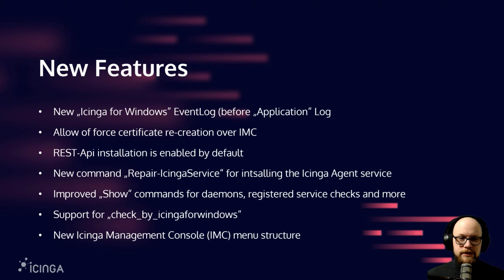And what we also did is we added support for check by Icinga for Windows. That's a new plugin that will allow you from Linux systems to remotely check the Windows machines. It's a PowerShell-written check command, so you will need to install PowerShell on Linux. But basically that is natively supported now, so you can use it to check simply or use JEA, for example. Both are supported. And we improved the menu structure of the IMC to be more user-friendly.